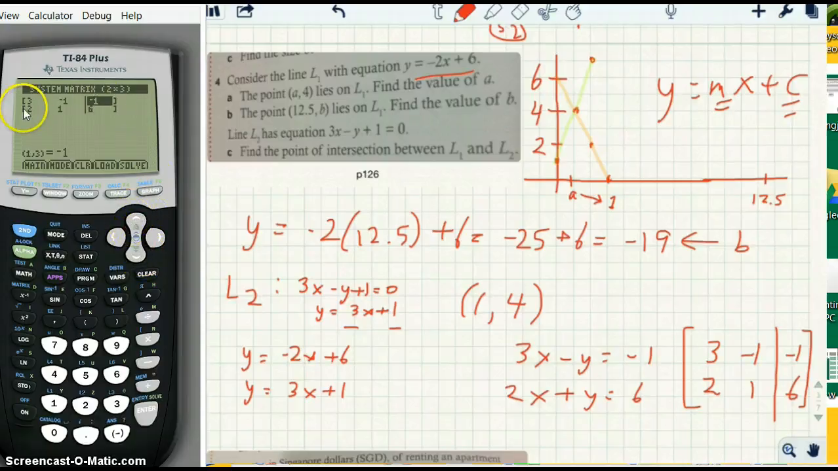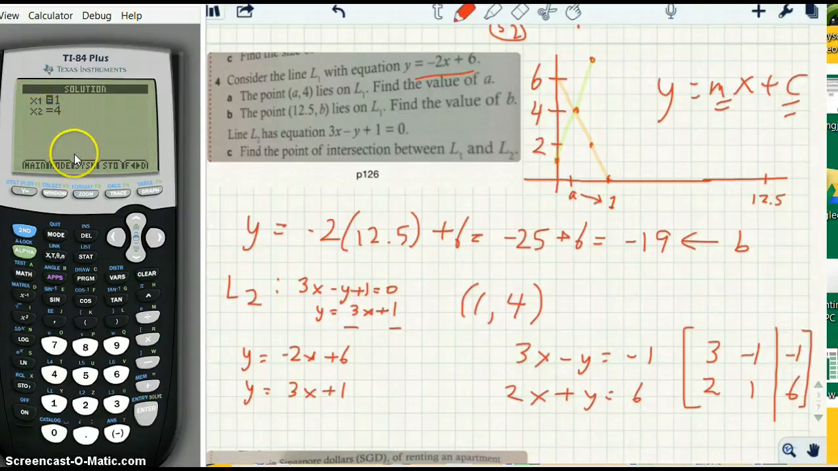Okay, so I think we input it right. Now we're just going to press solve, and it's going to give me the solutions, which are x1 equals 1 and x2 equals 4. Now what does x1 and x2 mean? We didn't have x1 and x2. We had x and y.